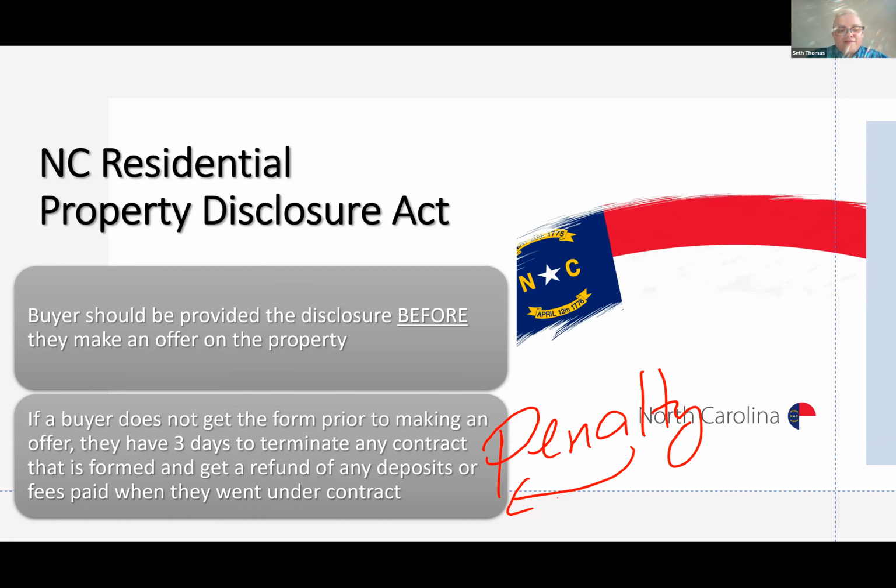The penalty here is that the seller is essentially going to be required to give the buyer 3 days after the contract is formed and agreed to, where the buyer can just back out and tell the seller, I don't want this house, and I'm not paying you anything. That's a pretty big penalty, is it not, folks? So is it in the seller's best interest to make sure the buyer sees this before they make that offer? Yes, absolutely.